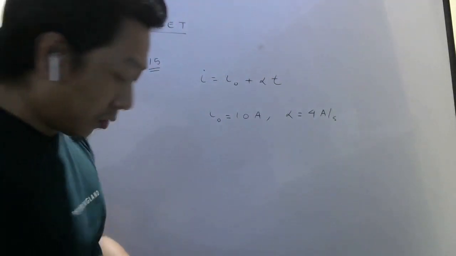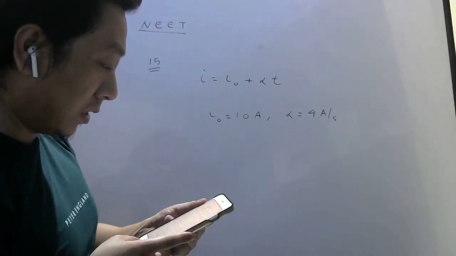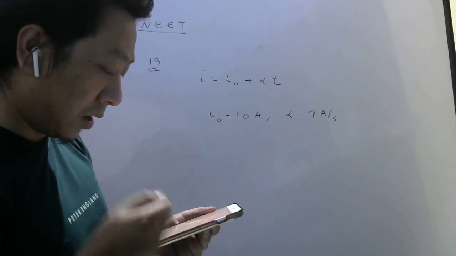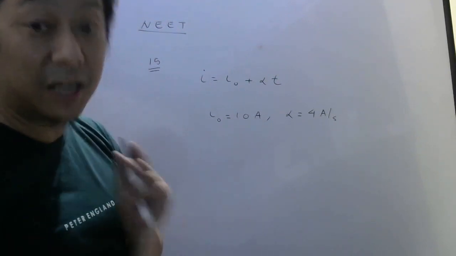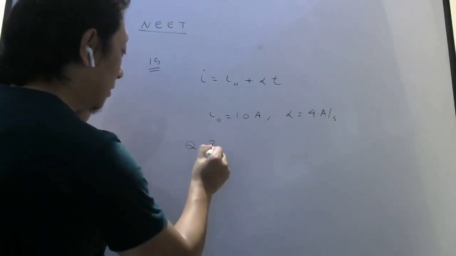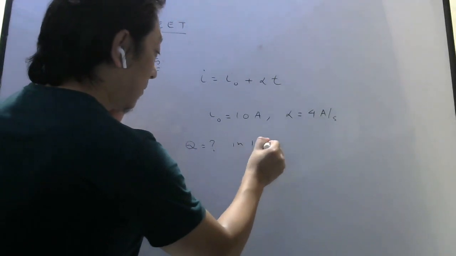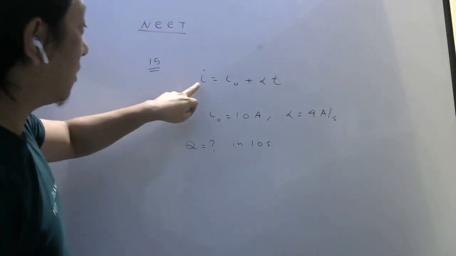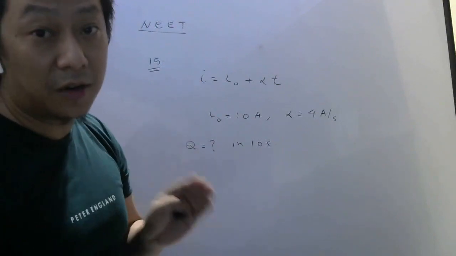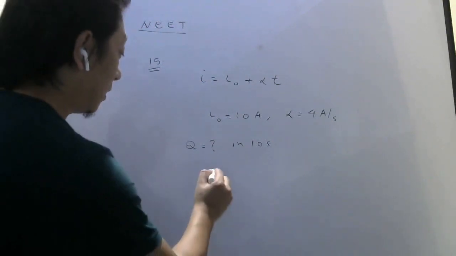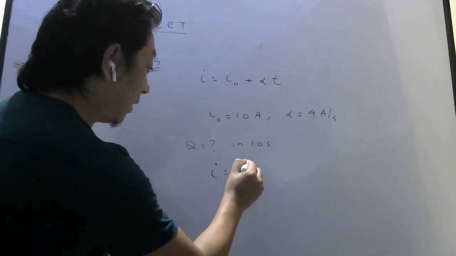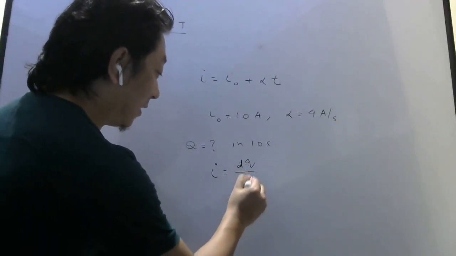What they want now is the amount of charge which passes through a section of the wire in 10 seconds. First you have to understand that this current is not a constant current. It is not a steady current, so you cannot write Q by T. Since it is instantaneous current, we write it as dQ by dt.